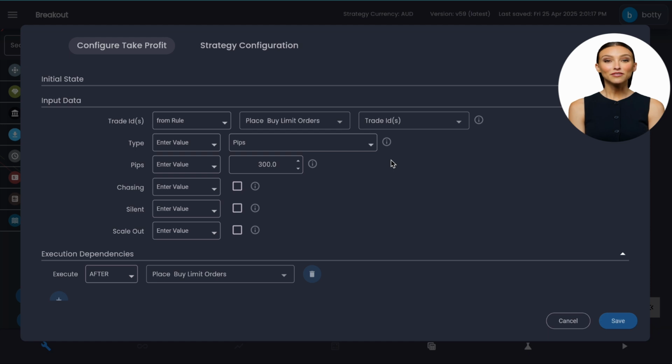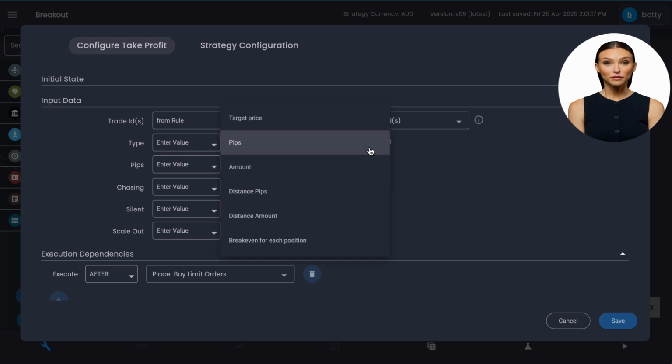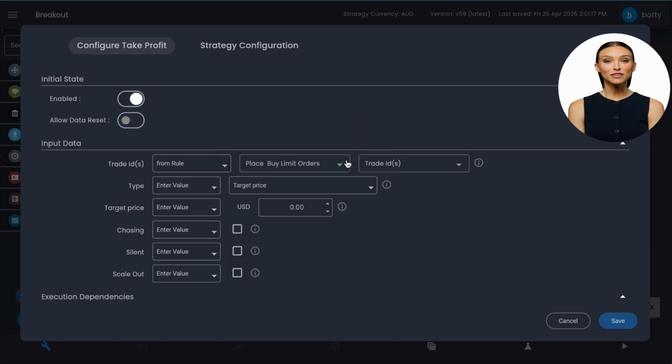Now let's look at the different types of take profit that are available. First, we have target price. This specifies an absolute price level. When the market reaches this level, the trade is closed. This value can be entered manually or passed in from other rules to set a dynamic take profit price.